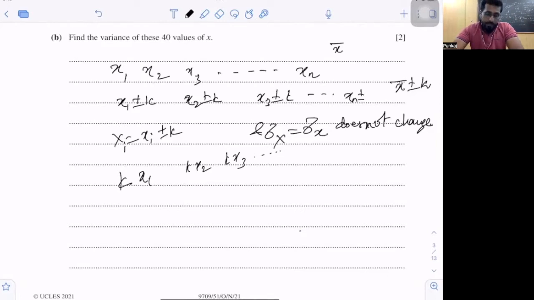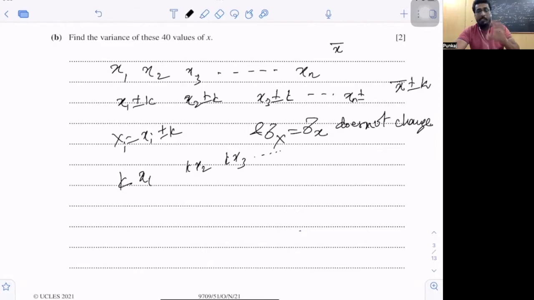And if you divide by a certain amount, then the standard deviation also gets divided by the same amount. And if the standard deviation gets multiplied by k, then the variance will get multiplied by k square. Or if the standard deviation gets divided by k, then the variance gets divided by k square. You want to understand this concept very properly over here.